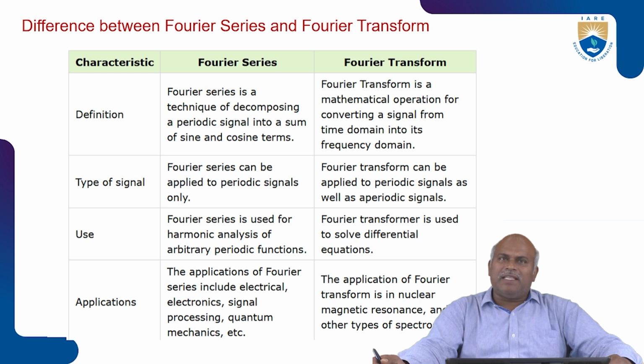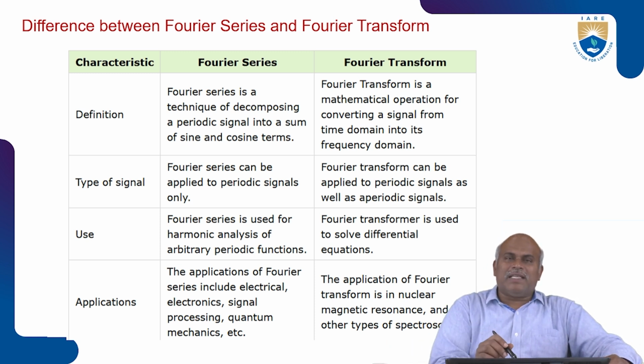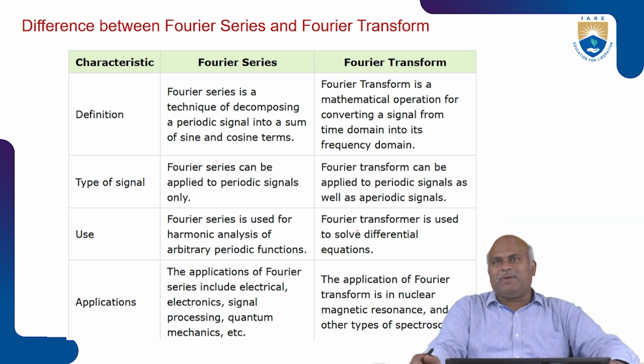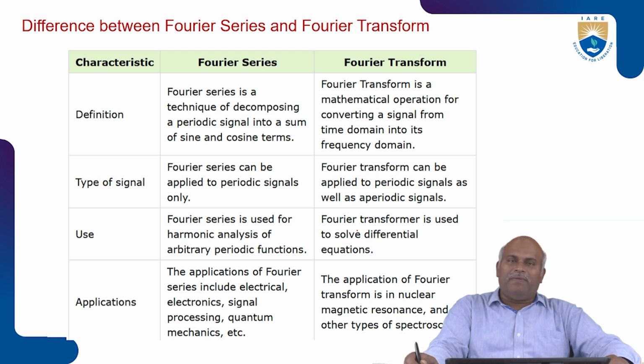So what is the Fourier series doing? It decomposes a periodic signal into sine as well as cosine terms. But the Fourier transform converts the signal from the time domain into the frequency domain. Next, the type of signals.